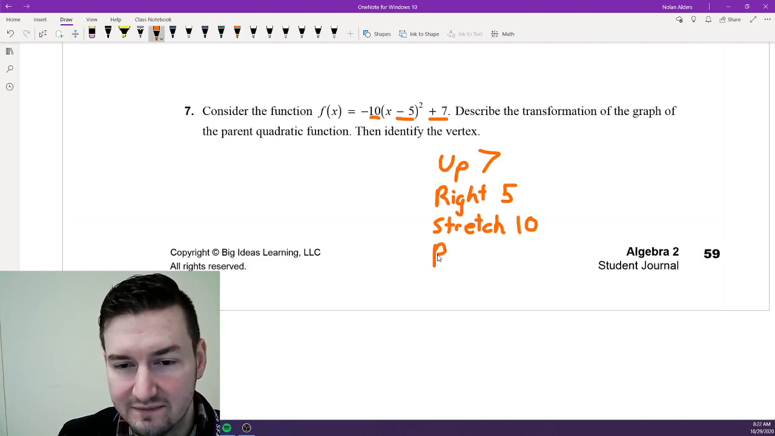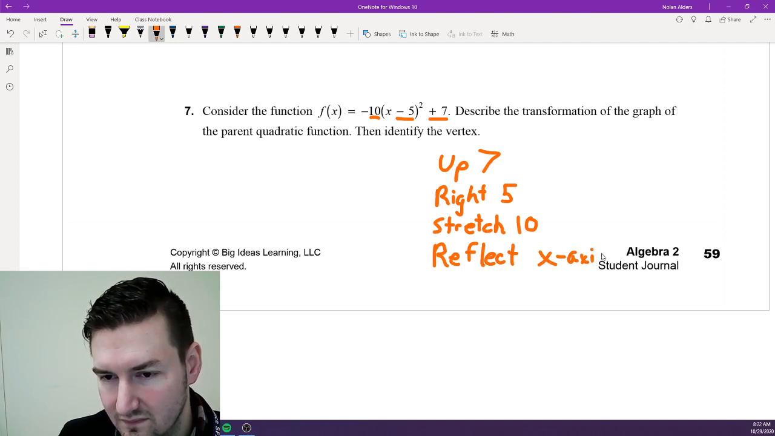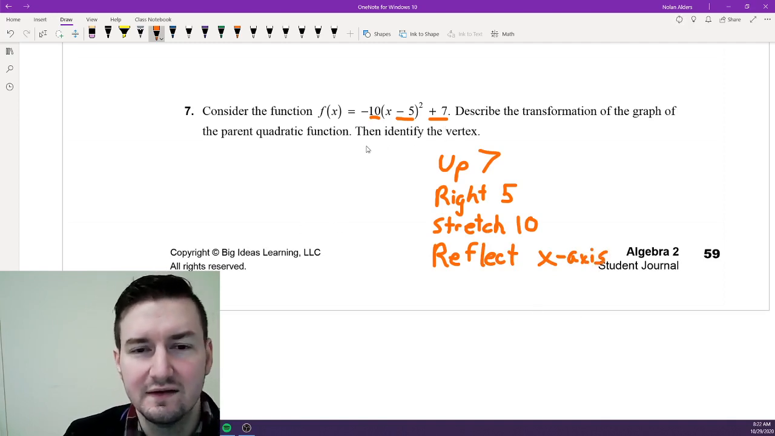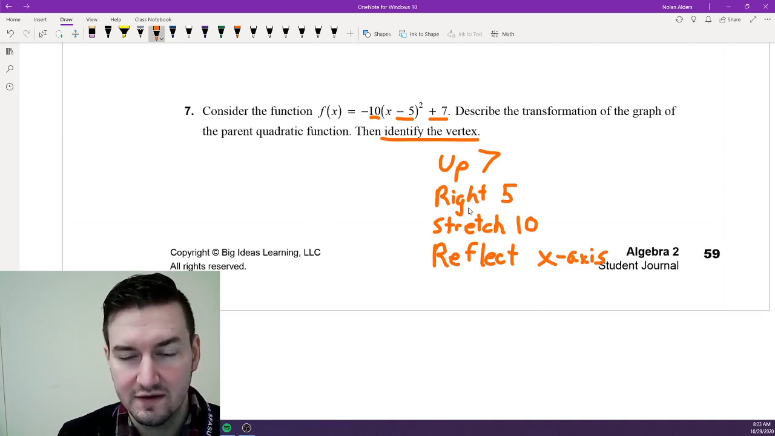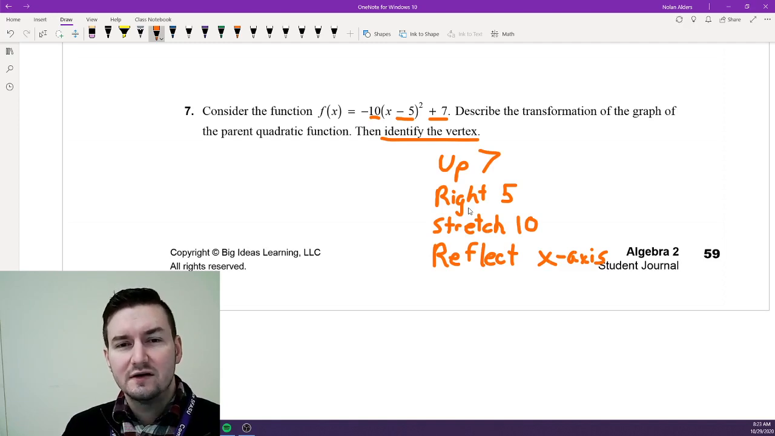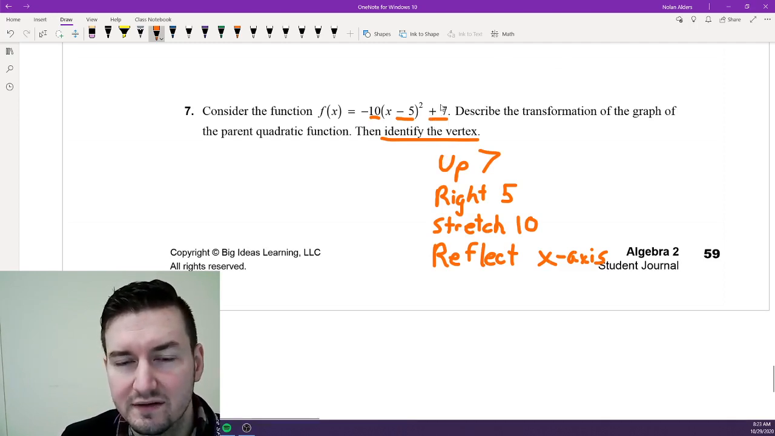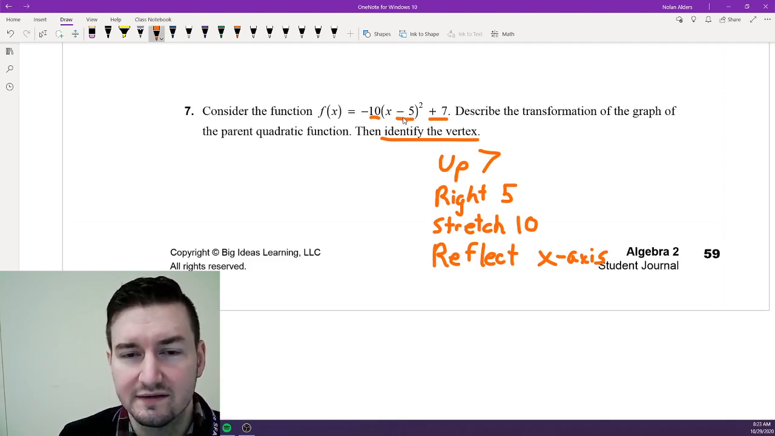So this will be a reflect on the x-axis. All right. Reflect on the x-axis. And then it says to identify the vertex. The vertex is just the point where the graph kind of starts. So we know that it's going up 7, so our y is going to be plus 7, and then we know that our x is going to be positive 5 because we went to the right 5.